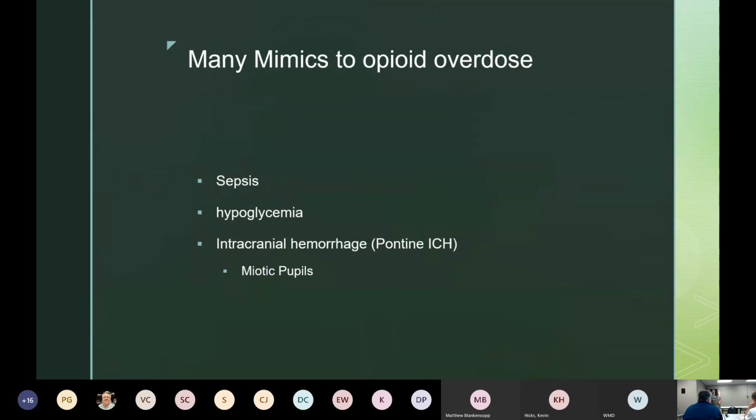Just wanted to briefly say there's a lot of different mimics to opioid overdose. So if you come across a young individual that you think may have overdosed, it's always good to keep in mind other things that it could be. Just don't automatically assume it's an overdose.